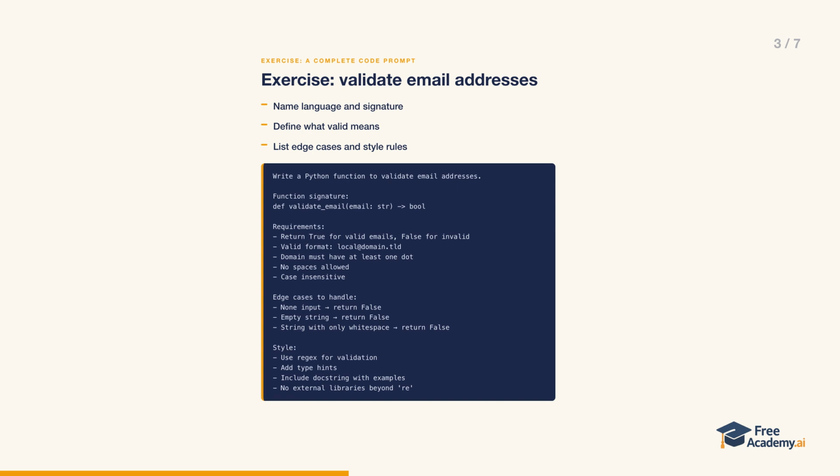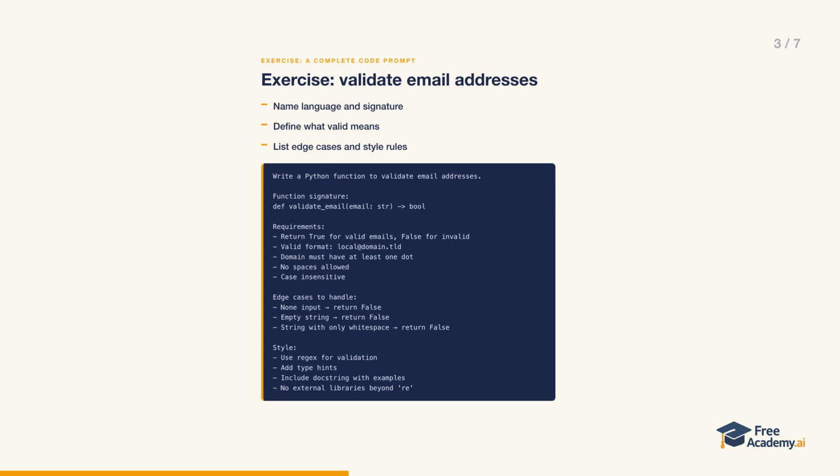The exercise asks you to write a complete prompt for a function that validates email addresses. A strong answer names the language and signature, like a Python function called validate_email that takes a string and returns a Boolean. It defines what valid means: a local part, an @ sign, and a domain with at least one dot, no spaces, case insensitive. It lists edge cases such as None, an empty string, or whitespace only, all returning false. And it sets style rules. Use regex, add type hints, include a docstring with examples, and avoid outside libraries.